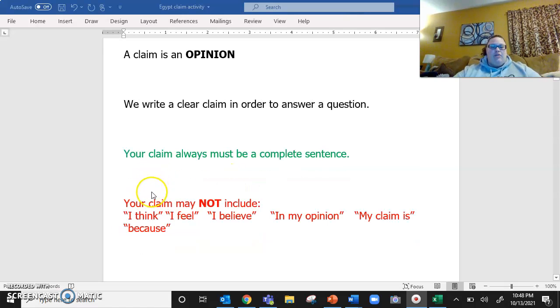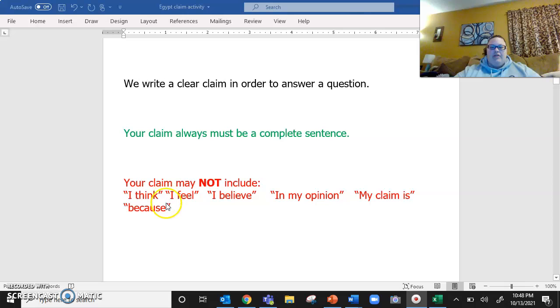And your claim may not include the phrases I think, I feel, I believe, in my opinion, or my claim is. You cannot start with those. If you start with those, that makes you a weak writer. We are not weak writers. Also, your claim may not have because. As soon as you put the word because in your claim, it becomes reasoning. And we don't want reasoning. All we want is a claim.